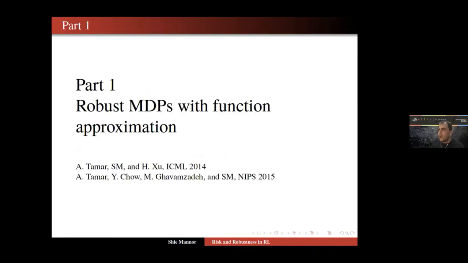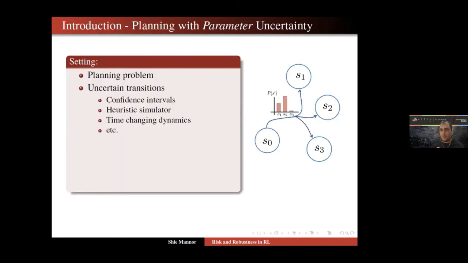Okay, so I'll start with talking about a very particular problem. It's called robust MDPs, where you're using function approximation. And let me explain what robust MDPs are. So the problem is a planning problem. So everything is known. There is no learning involved, or if any learning happened, it happened before. And the transitions are uncertain because maybe we sample data and we have confidence intervals around them. Maybe we have a simulator that we're using, or maybe the dynamics themselves change with time. So we're not sure what the transitions are.